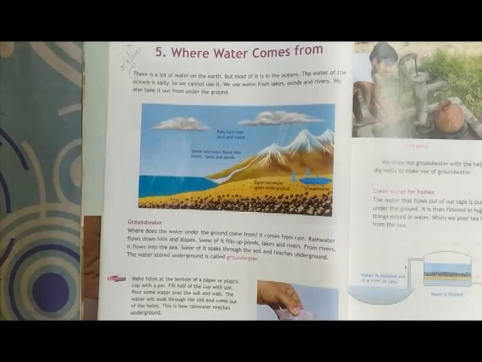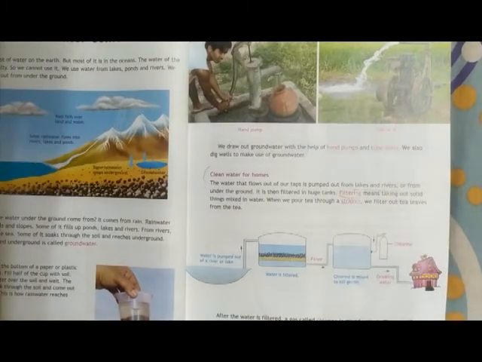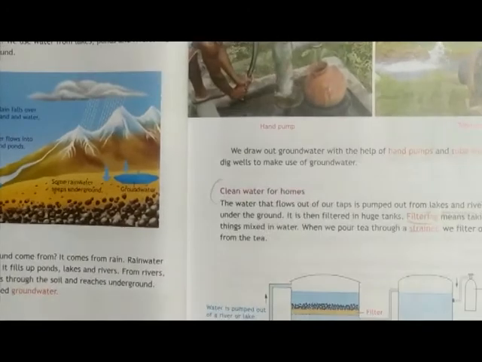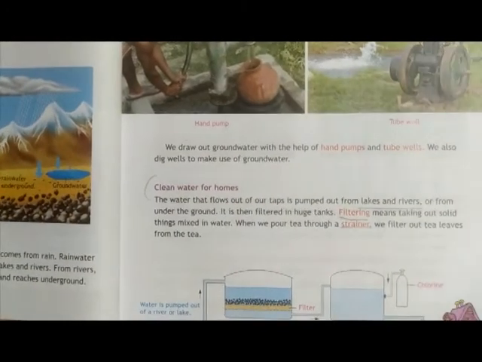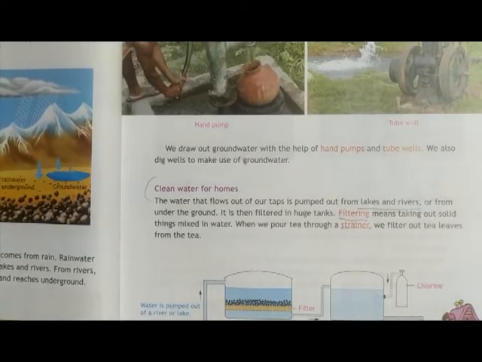And next we saw how the water comes to our home, isn't it? How does the clean water reach our home? What are the processes involved? The water that flows out of our tap is pumped out from where? From lakes and rivers, isn't it? Otherwise it is pumped from under the ground.